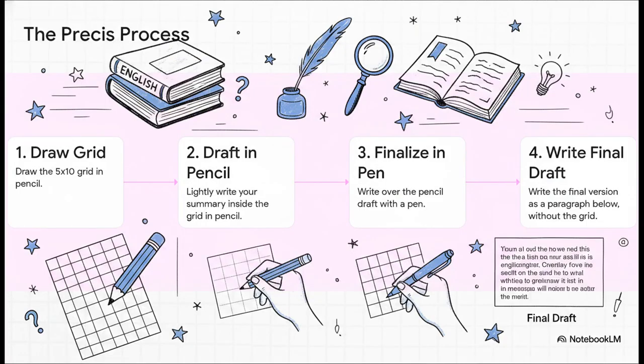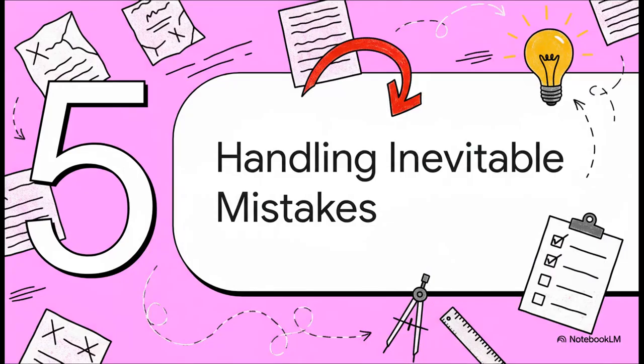So here's the safest way to do it, step by step. First, draw that 5 by 10 grid in pencil. Second, write your rough draft inside the boxes. Again, lightly in pencil so you can erase and make changes. Third, once you're happy with it, go over the pencil with your pen. And finally, you write out the final version as a clean paragraph just below the grid, and you label it Final Draft. Easy.